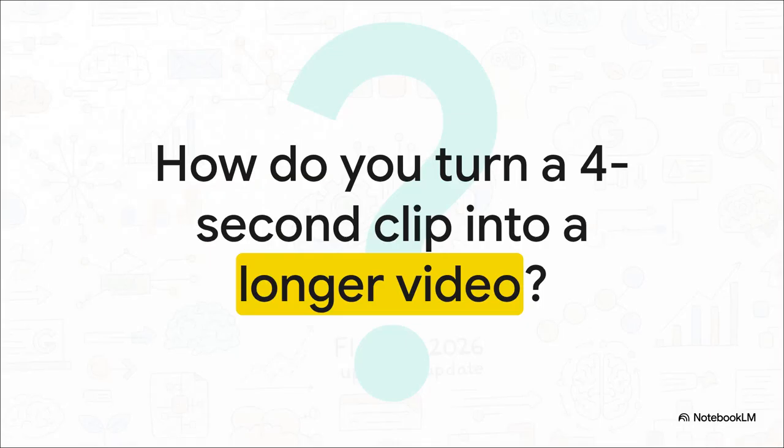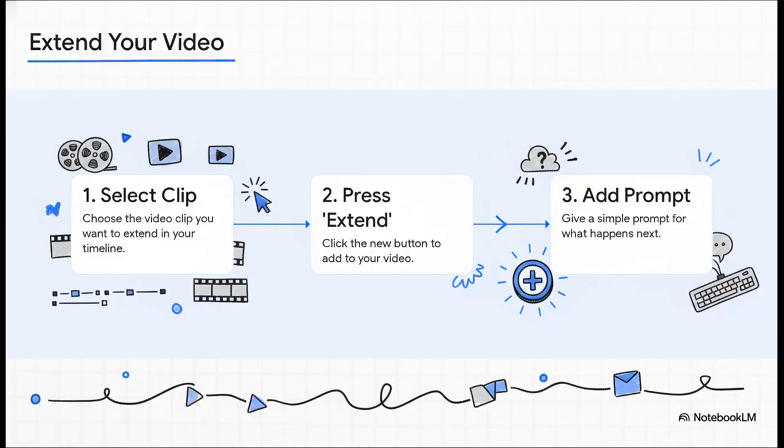All right, so you've got your perfect 4-second clip, but what's the next challenge? Extending it into a longer, more dynamic scene. And yeah, the 2026 update has a simple but really powerful solution for exactly this. It's a really straightforward 3-step process. All you do is select the clip you want to continue, hit that new extend button, and then write a simple prompt describing what you want to happen next. The AI then generates the next part of the video seamlessly. No cuts, no jarring transitions.